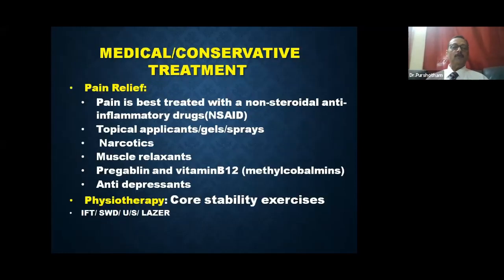We have to give him pain relief, him or her, isn't it? The best pain relief I have seen is with the non-steroidal anti-inflammatory drugs, whichever suits the patient. I usually give proton pump inhibitors, PPIs, like Pantocid or Rabeprazole, or whichever is suitable to the patient. I usually give extended release tablets once a day because naturally he will have osteoporosis and other conditions.